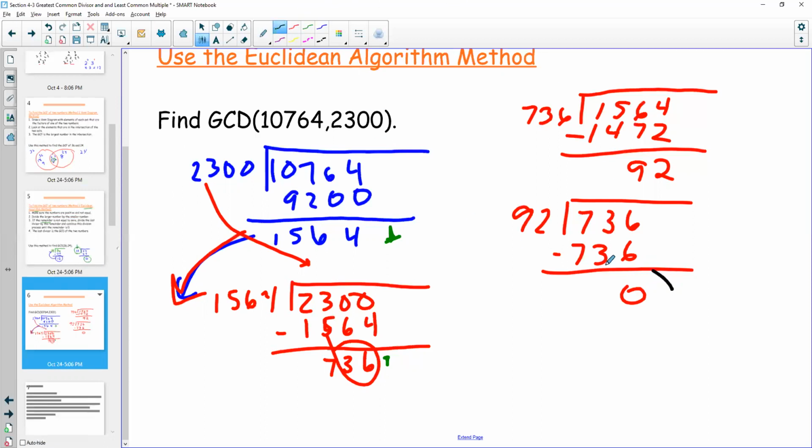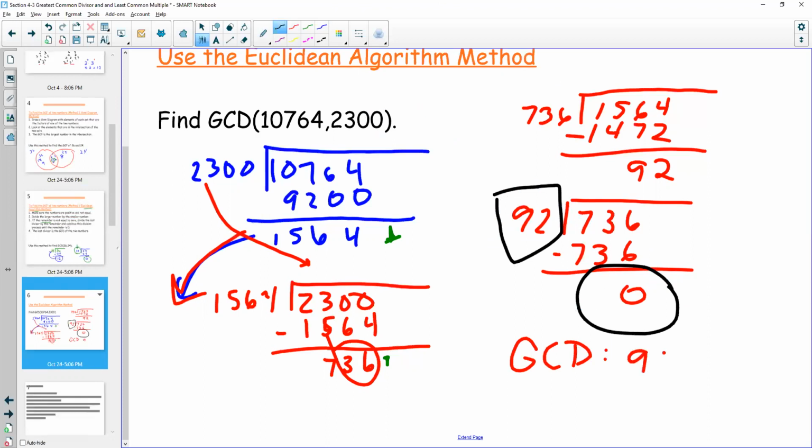What is lovely about that is when I get to 0, whatever number I was dividing by, okay, the divisor out here is the greatest common factor. So in this case, the GCD is 92. Now, that feels like a lot of work, but here's the thing. Your other option is to list all the factors of both numbers, or to do the prime factorization. And when they're big numbers, sometimes that's easy, sometimes it's hard. But this way will always work, as long as both numbers are positive and they're not equal, okay? So it feels complicated, but the more you practice it, the easier it will get.